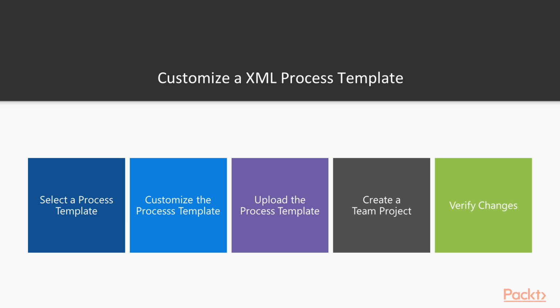Well, similar to the migration to Visual Studio Team Services from TFS, you can start by selecting a process template, customizing that particular template, and then uploading the process template to either TFS or Visual Studio, and then create a team project that uses this new template. And then at that point in time, you can verify the changes and make sure that it's working how you expected that customization to work.